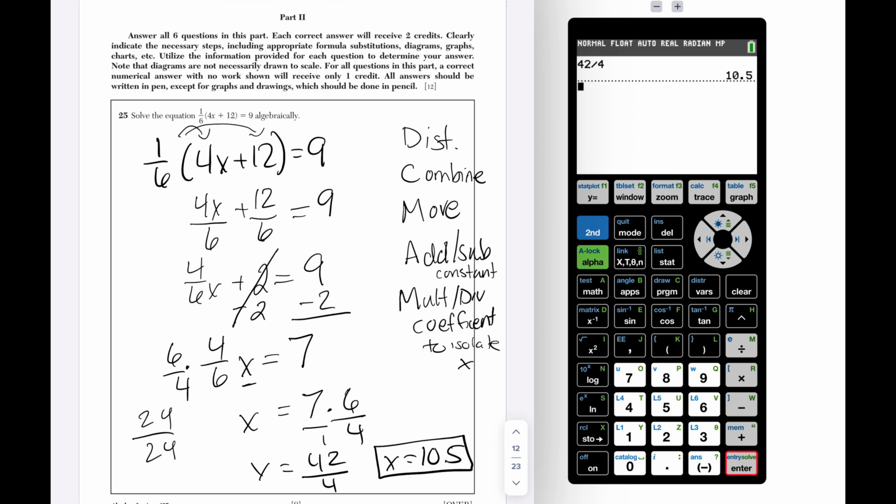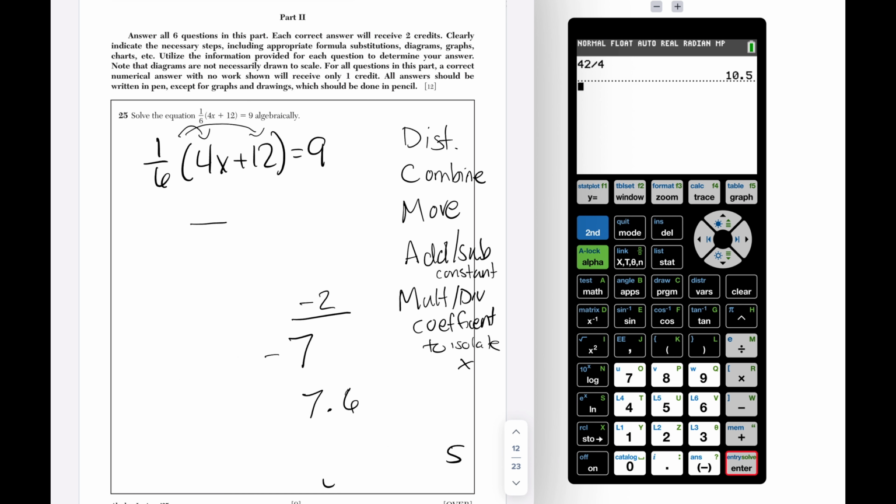This is one way to actually solve this and get x is equal to 10.5. Hit pause and jot this down. And now I'm going to show you another way you could do this without the distributing. Let's erase all this.